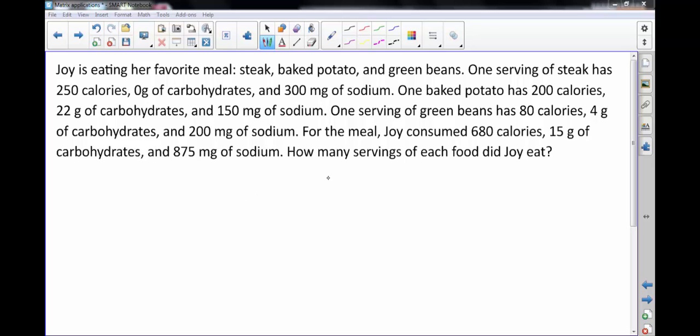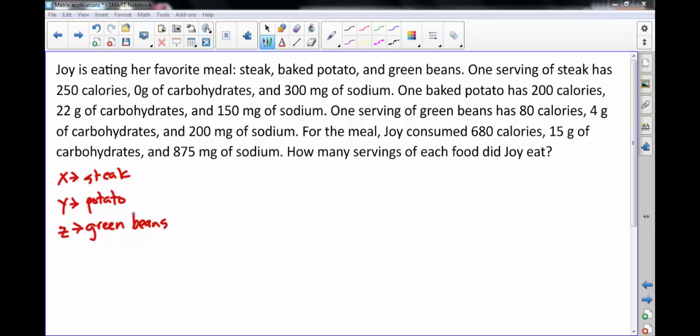So what we need to do is, that last sentence is key. How many servings of each food? So that tells me about the variables, okay? So I'm going to say X would be the servings of steak, Y would be the baked potato, and Z would be green beans. The order here isn't really important, but what does matter is that you keep it organized.